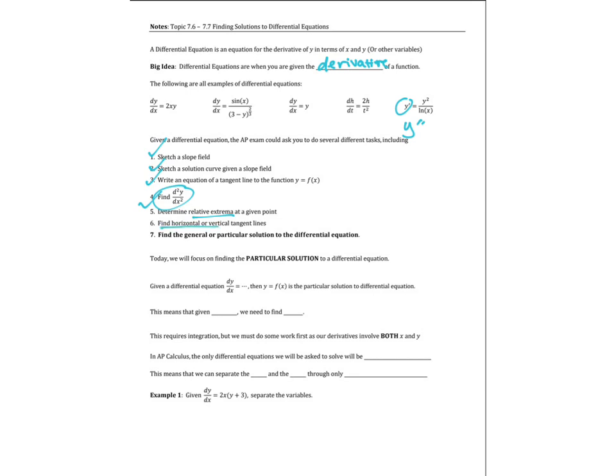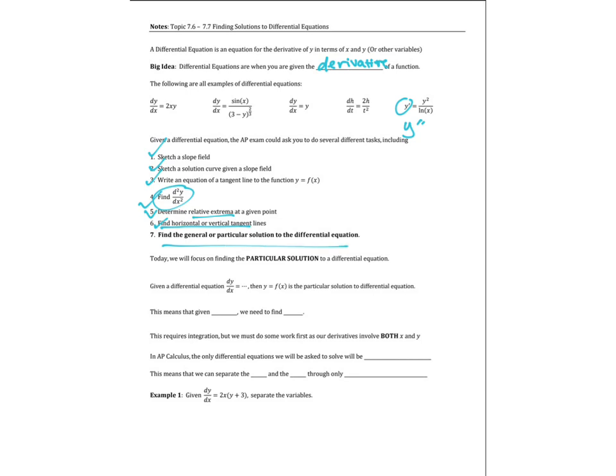You could find vertical and horizontal tangent lines. In my mind, that's kind of asking the same thing. Horizontal tangent line, extreme, right? Vertical tangent line, if it's rational, you would set your denominator equal to 0 and figure out where your function's undefined. Where does that happen? This is what we're talking about today.